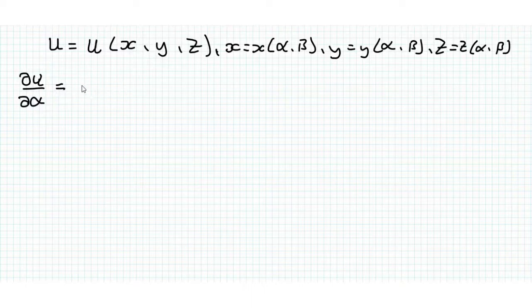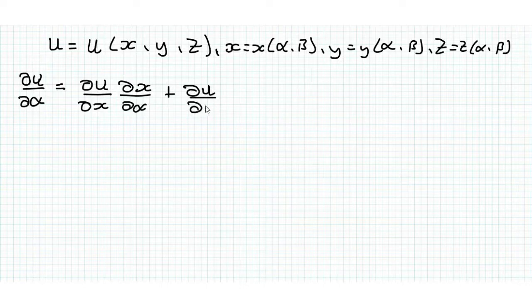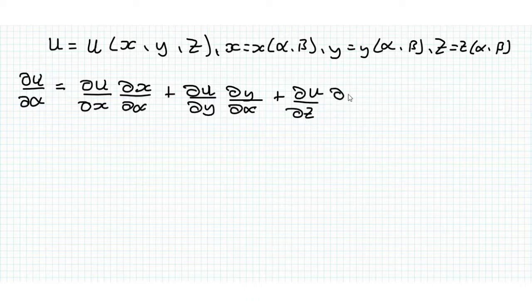So we get partial du dx by partial dx d alpha plus partial du dy partial dy d alpha plus partial du dz d alpha. Alright, and that follows the exact same pattern as last time. It's just that because u is a function of 3 variables, we've got 3 terms.